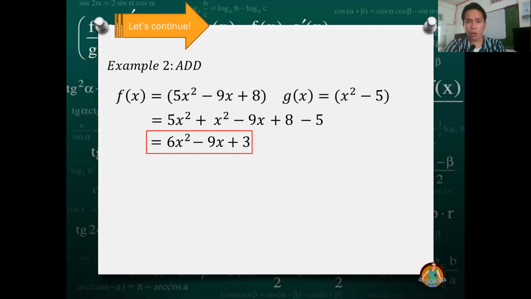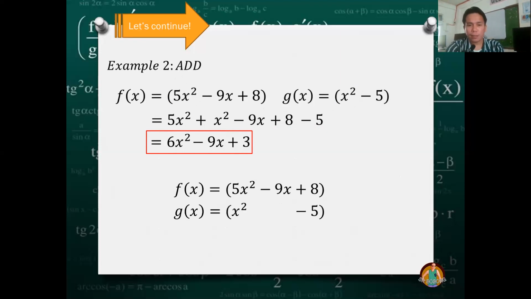Okay? So, let's try naman the vertical method. Okay, vertical method. F of x is equal to 5x squared minus 9x plus 8. And our g of x is equal to x squared minus 5. Okay, so bakit napakalayo ng minus 5?